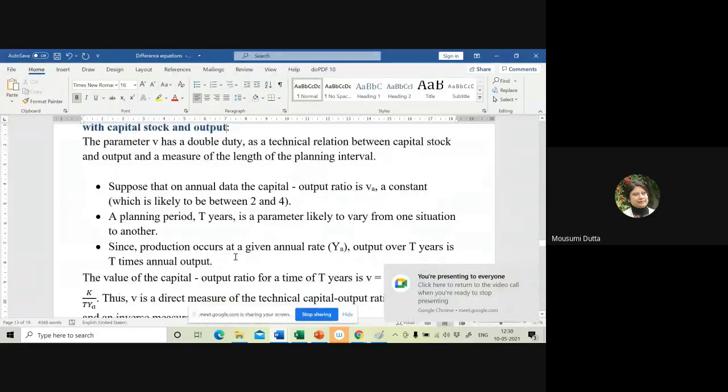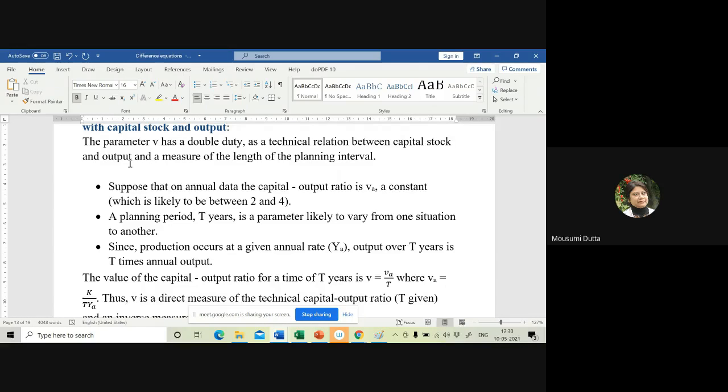Okay, so let's look at this note. The parameter V has a double duty. As we are understanding throughout these models, it is a technical relation between the capital stock and output, and the measure of the length of the planning interval.